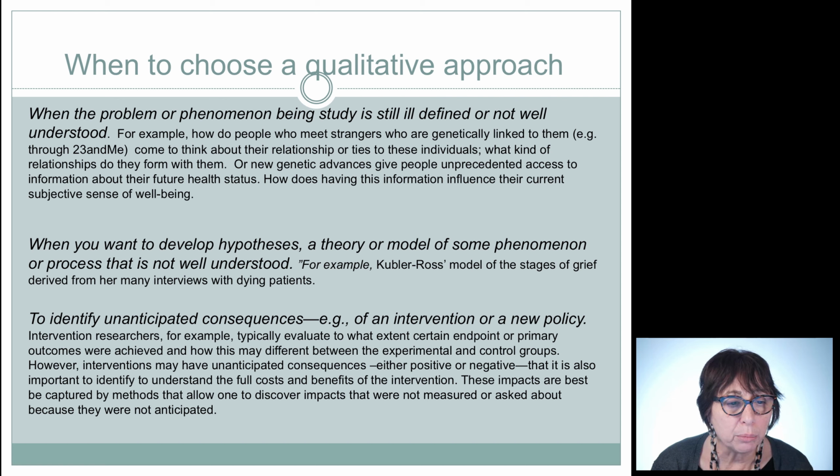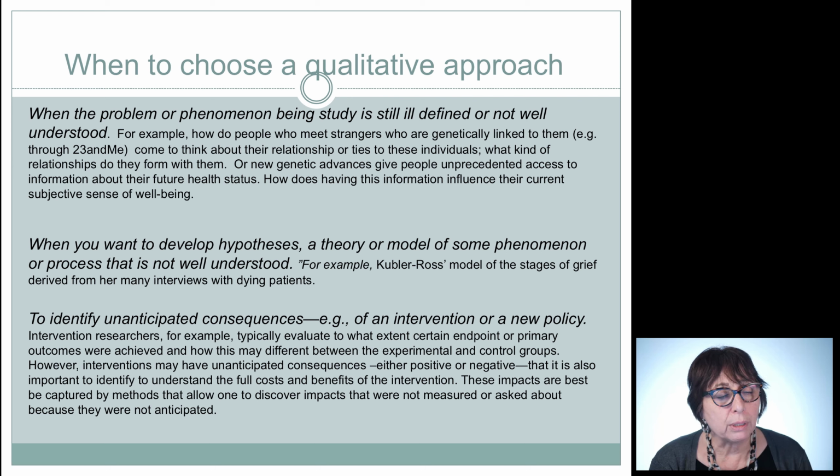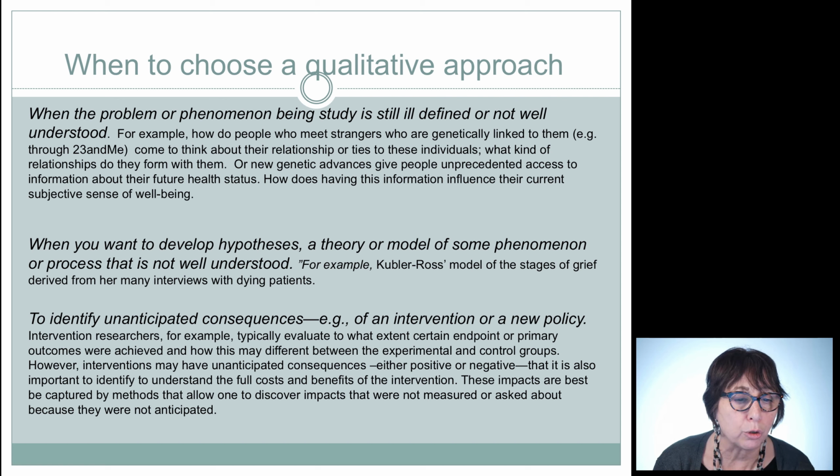And how do they come to think about their relationship or ties to these individuals? What kind of relationships do they form with them? This is a new phenomenon, so there's really very little understood about it right now, so you wouldn't be able really to rush to a study where you felt you knew all the variables in advance that were important to look at to say, for instance, why some people developed ongoing relationships with these people they met and others didn't after an initial encounter or two.